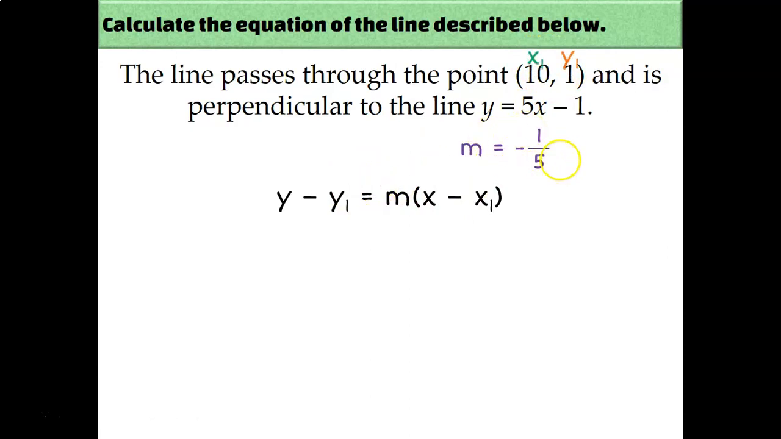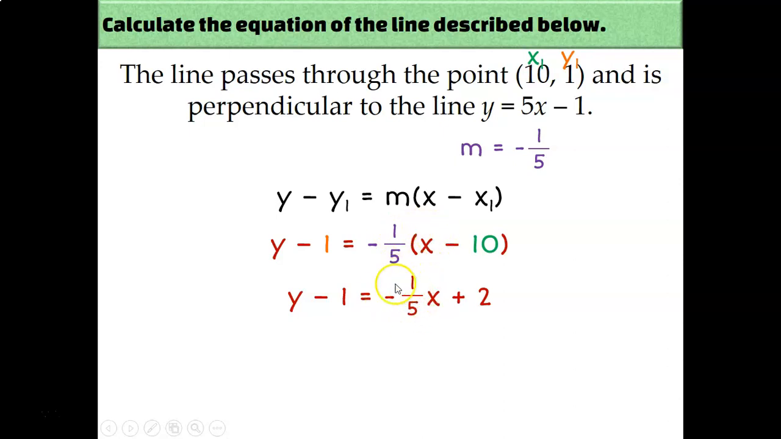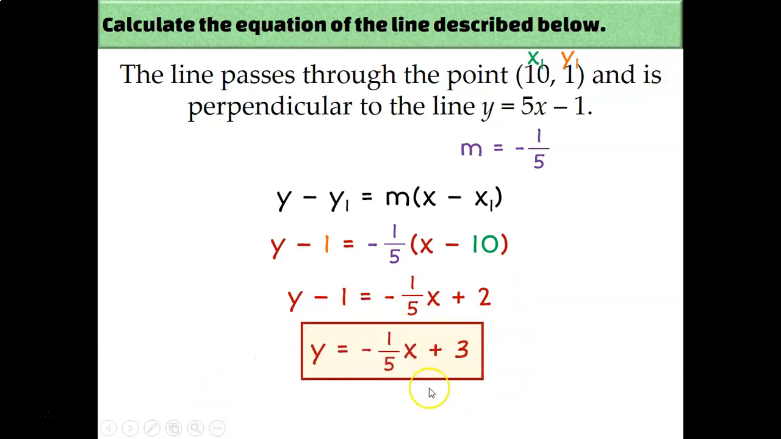So my slope is the opposite reciprocal of 5, which would be -1/5. My point is x1, y1, that's 10, 1, so let's plug in our numbers. y minus y1 equals m times x minus x1. So let's distribute. -1/5 times x is just -1/5 x, and -1/5 times -10, careful there, that is a negative times a negative, so it gives me a positive plus 2. Then I'll add 1 to both sides and get my answer of -1/5 x plus 3. This is the equation of the line that passes through the point 10, 1 and is perpendicular to y equals 5x minus 1.